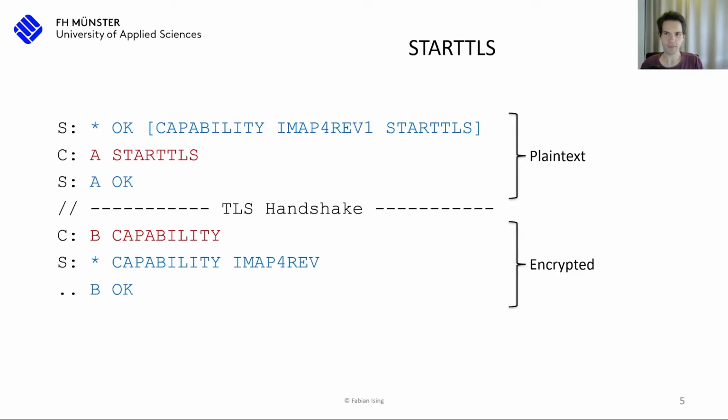Let's look at a sample IMAP trace. What you see in the first line is the IMAP server's greeting, containing its capabilities, in this case IMAP4rev1 and STARTTLS. In the second line, you see the first client's command, STARTTLS, tagged A. And in response, we get a server response also tagged A. After that, the TLS handshake is performed, and anything before it was in plaintext, and anything after it is encrypted.